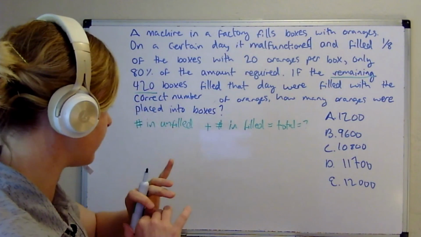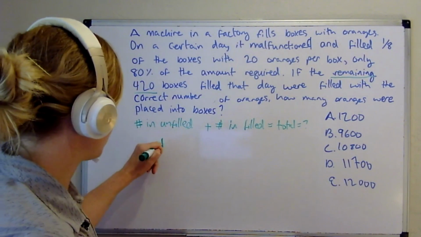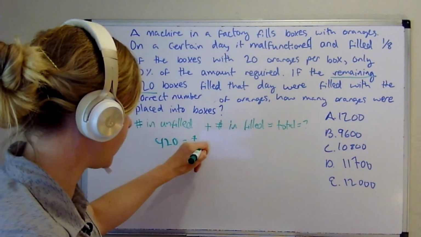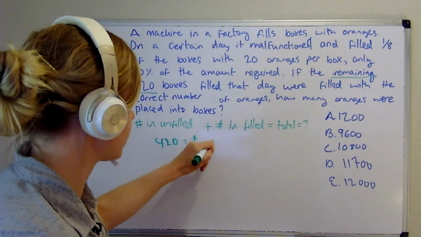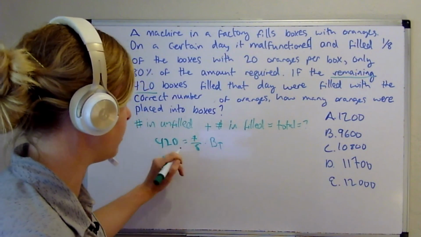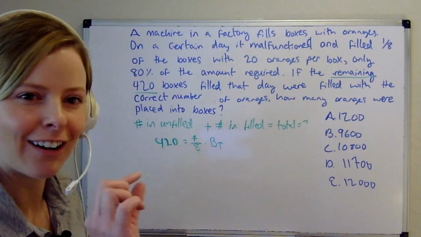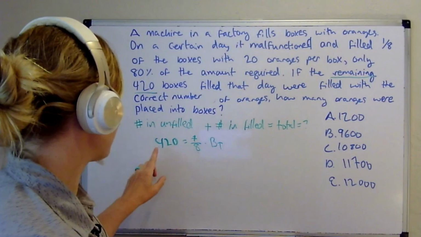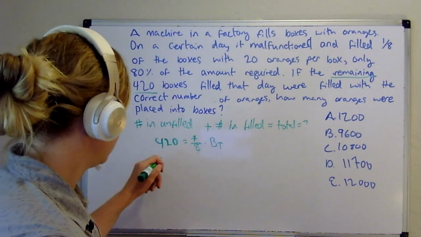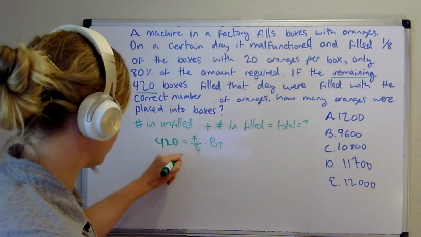So I'm just going to simply translate that as directly as possible into algebra. 420 is equal to 7/8 of or times my total boxes, right? And I'm just going to call that B sub t. Total boxes, super clear what that variable means. Let me write that cleaner. Handwriting, also key. So we know that 420 is 7/8 of our total boxes. Let's go ahead and solve for our total boxes. We'll just go ahead and multiply both sides by 8/7.